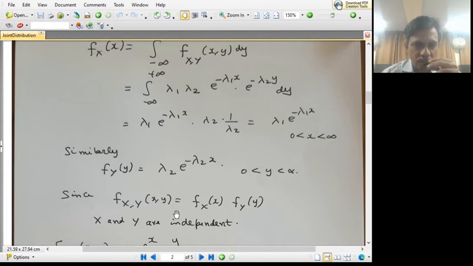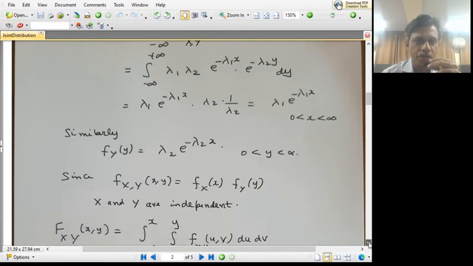You can see that this is the product of the marginal density functions. For any two random variables, if the density function can be factored into a density function of one variable times the density function of another variable, then we say that these two random variables are independent. So here x and y are independent of each other.